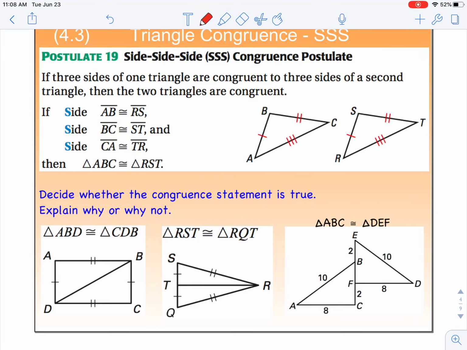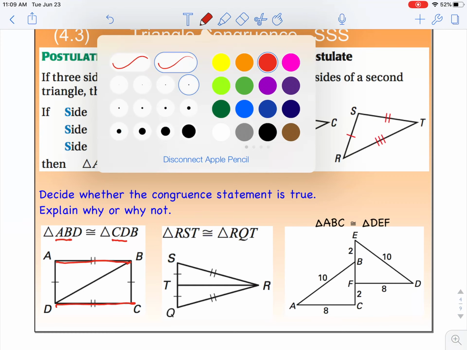Can you prove triangle ABC is congruent to CDB? Well, if I'm going to do that using side, side, side, I have to show and prove that side AB is congruent to CD. AB is marked with 2 tick marks and CD is also marked with 2 tick marks. So those 2 sides are congruent.